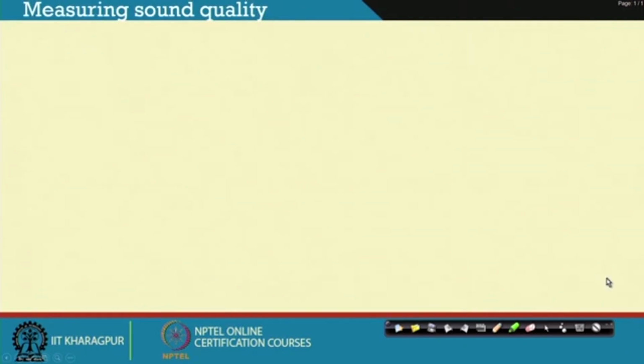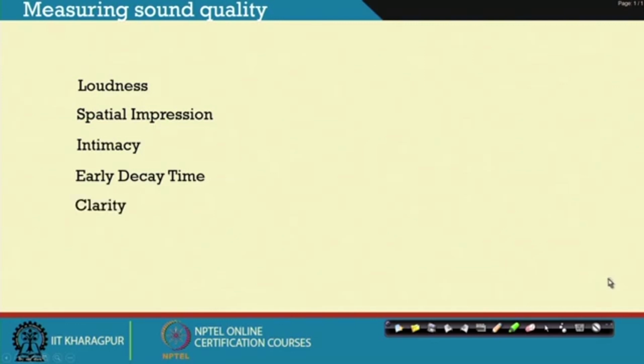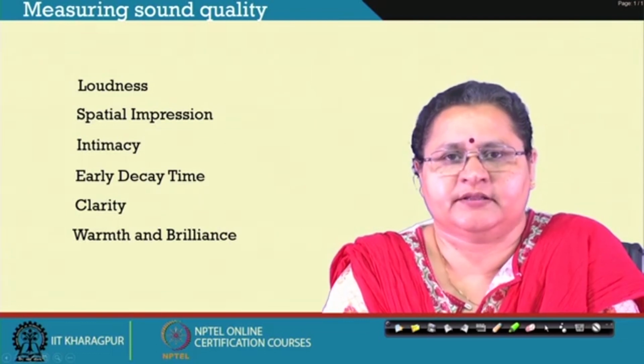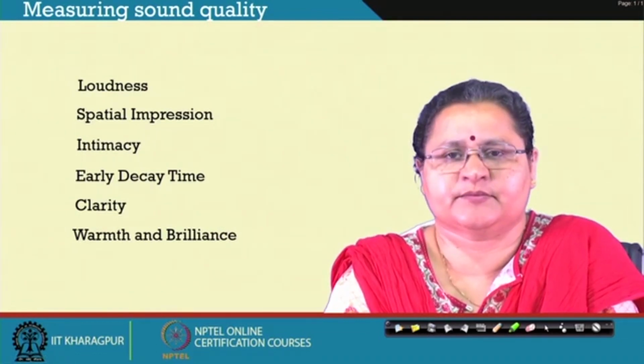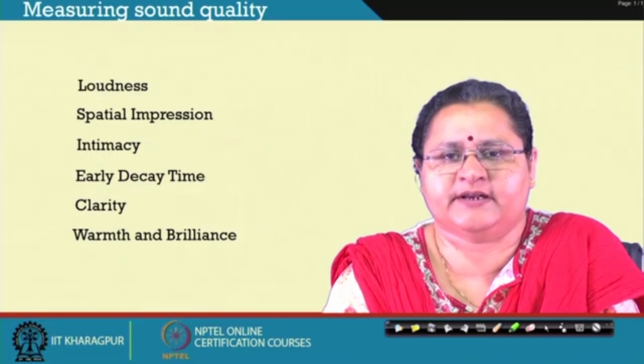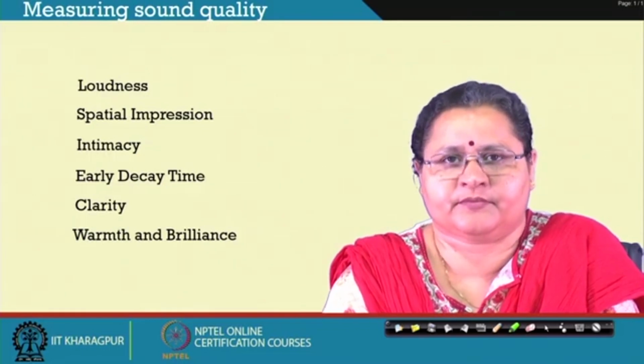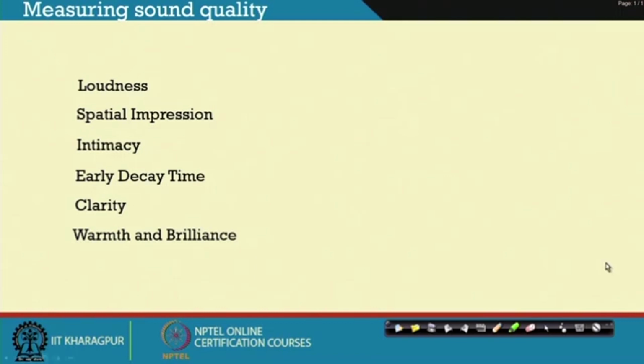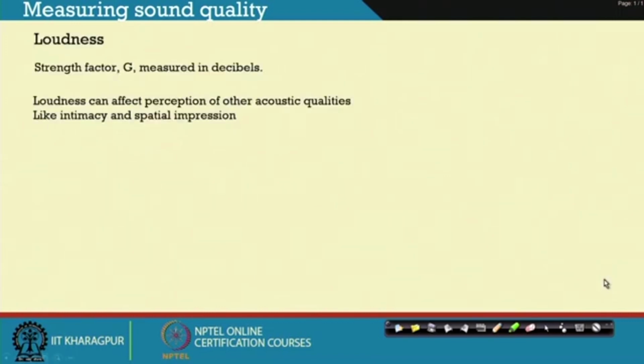Now, coming to the measuring of the sound quality. The metrics are loudness, spatial impression, intimacy, early decay time, clarity, warmth and brilliance. Now, we talk of loudness in case of auditoriums, as I told initially, that loudness within the space, because it is a huge space. So, the energy, that is the strength of the sound energy, is very much important. So, we have to look into them one by one.